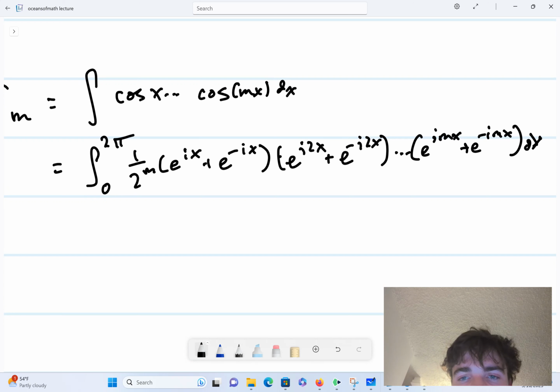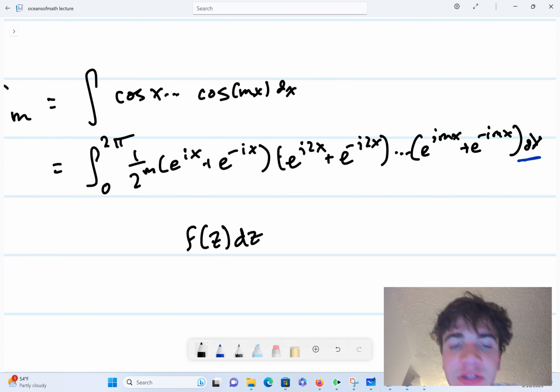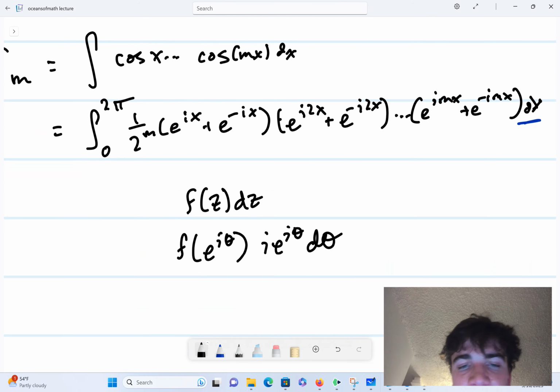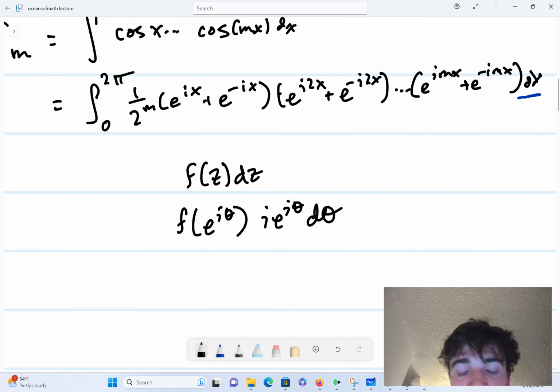So now we're integrating a complex function, and it's clear that we're integrating over some sort of angular coordinate because we're integrating x from 0 to 2 pi. And so that tells me that I want to try and make basically a u substitution and change this differential. So if I was integrating, for example, f of z dz along a unit circle, I would make the substitution f of e to the i theta times i e to the i theta d theta, okay? And this is just the basic rule of parametrizing a line integral in complex analysis.